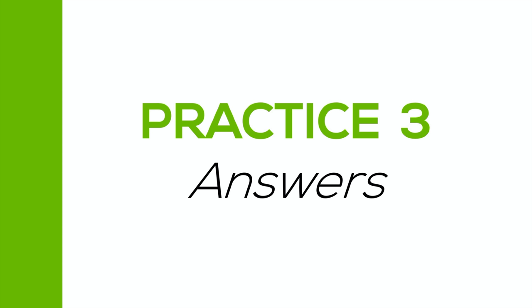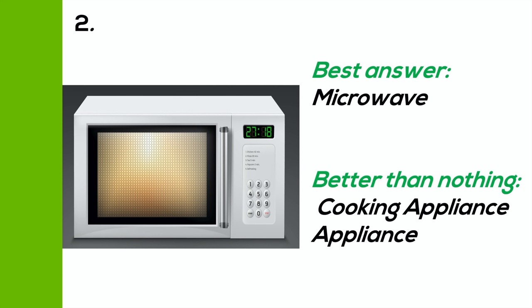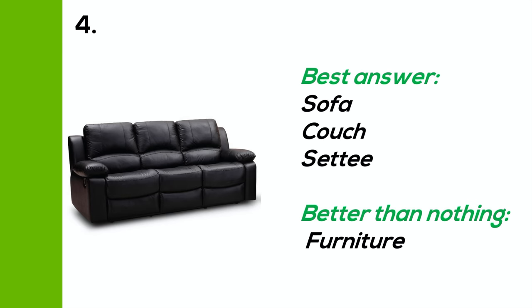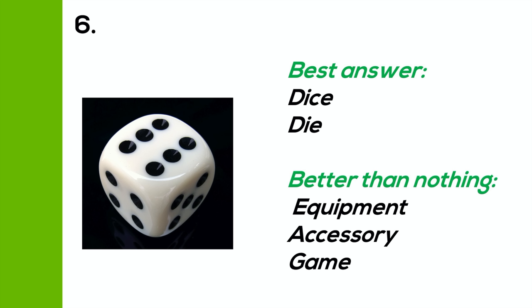Practice test 3 answers. 1. Best answer: cucumber. Better than nothing: vegetable, food, plant. 2. Best answer: microwave. Better than nothing: cooking appliance, appliance. 3. Best answer: eggplant, aubergine. Better than nothing: vegetable, food. 4. Best answer: sofa, couch, settee. Better than nothing: furniture. 5. Best answer: oven, mini oven, toaster oven. Better than nothing: cooking appliance, appliance. 6. Best answer: dice, die. Better than nothing: equipment, accessory, game.